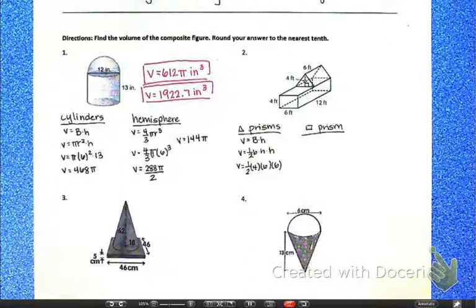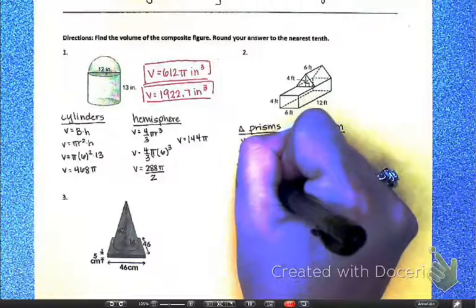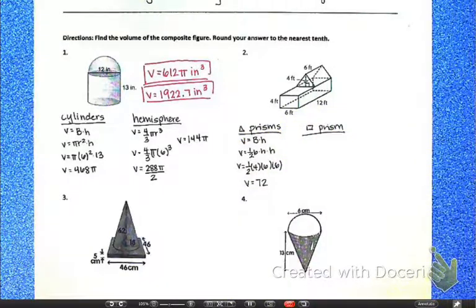Remember, the height of prisms connect the two bases. So since our base is a triangle, it's going to connect those two bases. So 4 times 6, all divided by 2, gives you what? 72. So the volume of the triangular prism is 72. I'm going to leave that there for a second.